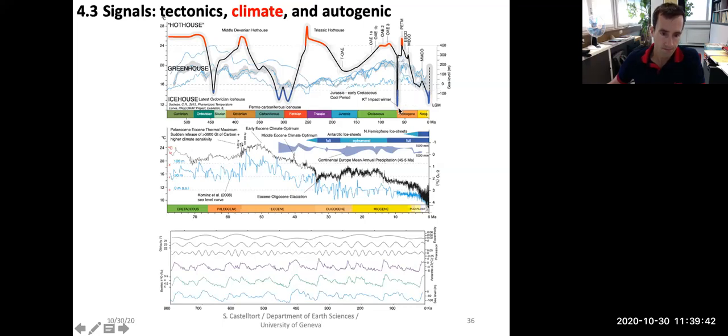This is a specific event, which I don't know much about, but it's the Cretaceous-Tertiary asteroid impact. And remember K is for Kreide, Cretaceous in German. So KT is the KT boundary, the boundary between the Mesozoic era and the Tertiary era. And so this impact of an asteroid may have changed everything.